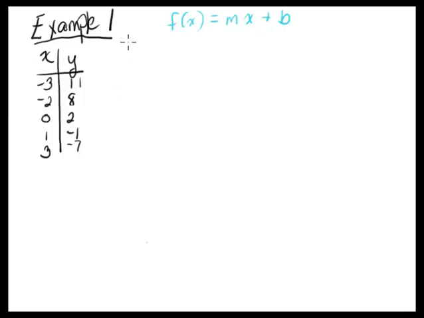Okay, so here we're going to start looking at writing some rules for these tables using the equation of f of x or y equals mx plus b. To do so, we're going to first find our change in y over our change in x. That will give us our m. Okay, m is the change in y over the change in x.